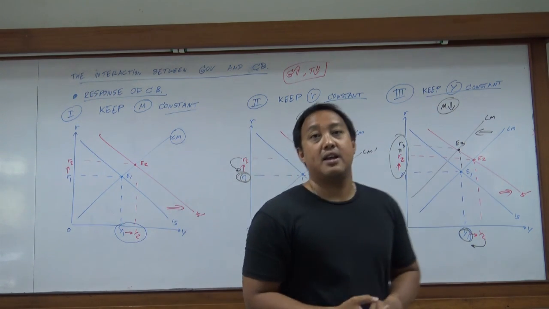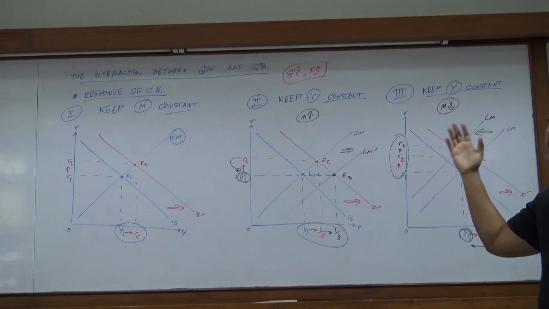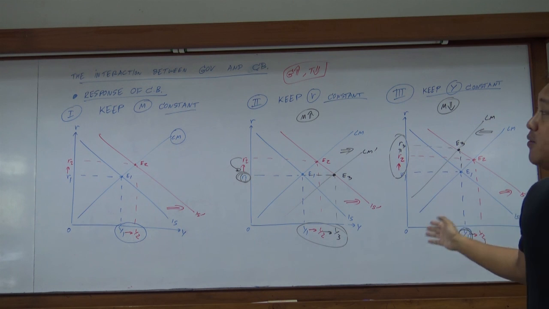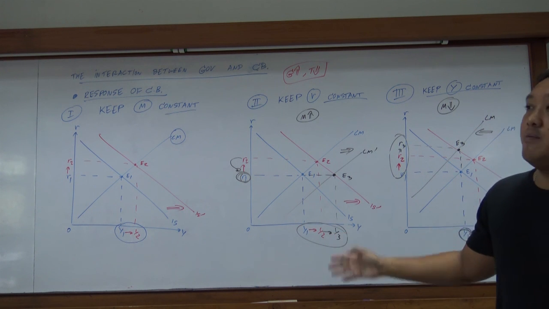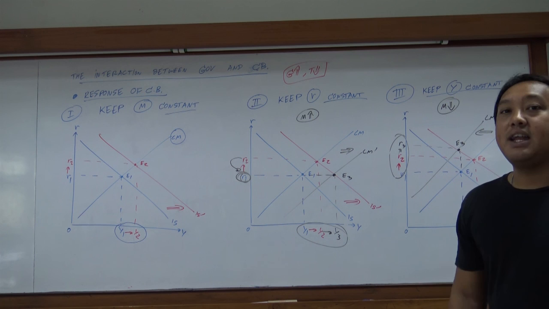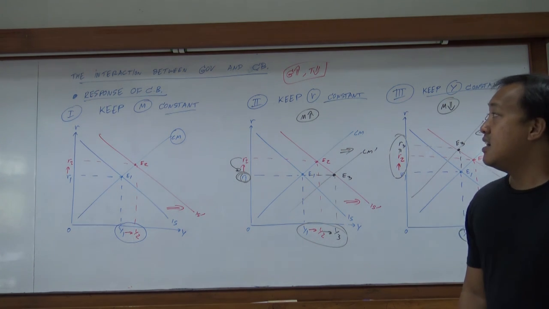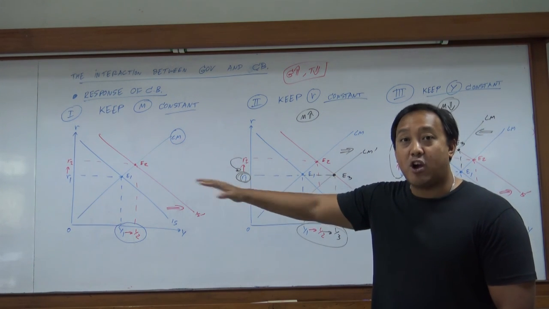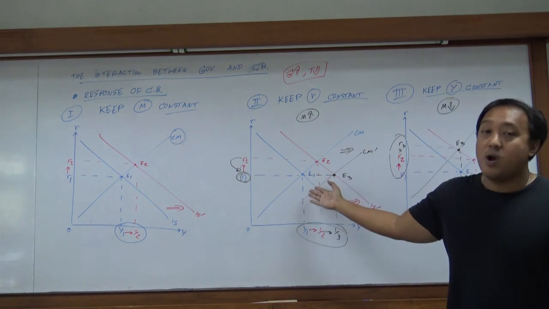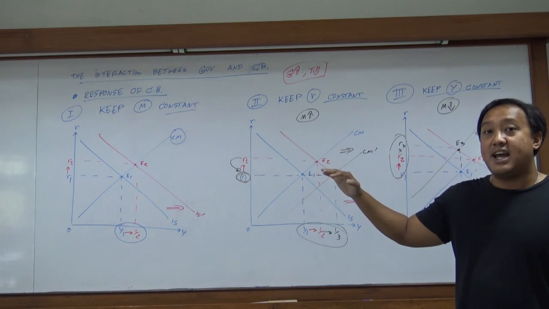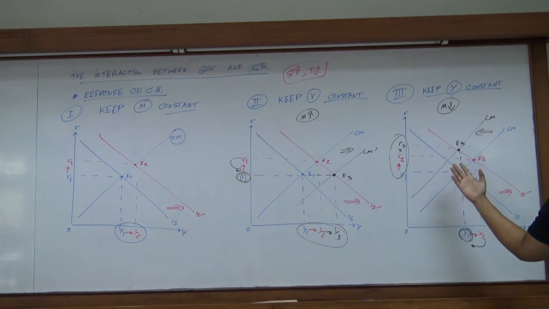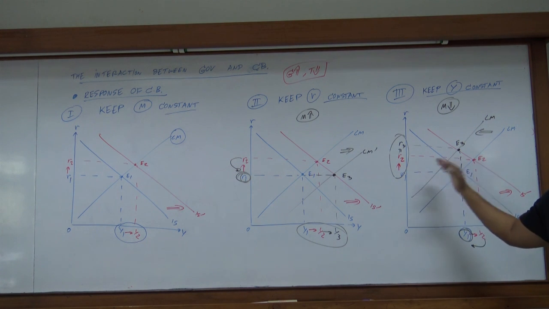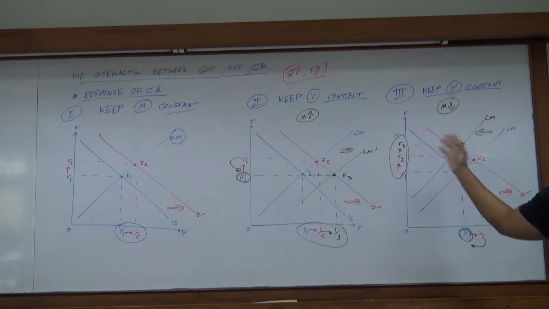So here, this is how the central bank responds to the government's fiscal policy in three ways, starting from when the government spends more money, increasing G or reducing the tax. The central bank can respond in three ways. The first way, keep the money supply in the economy constant or stable. The second way is to keep the real interest rate constant or stable. And the third way is to keep the GDP, or the economy Y, constant or stable. We have three ways.